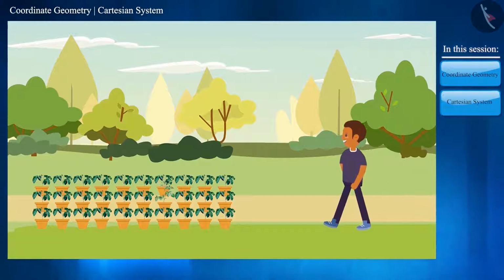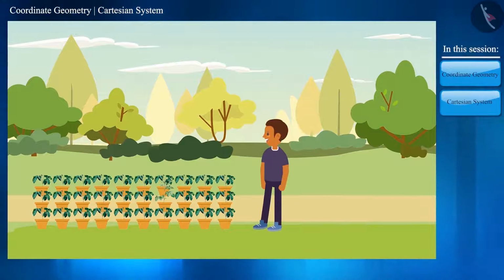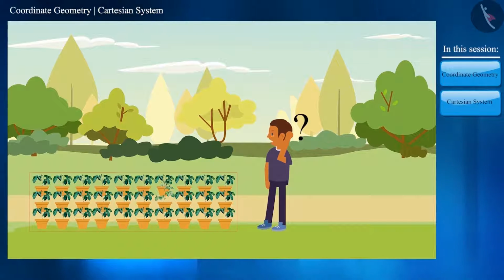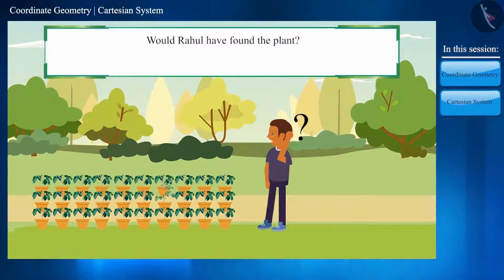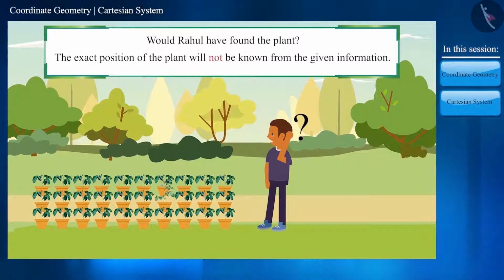But when Rahul went to the garden, there were no flowers in any of the plants, which could help Rahul to identify the plant with white-colored flowers. Now tell me, would Rahul have found the plant based on the information given by his mother? Friends, the information given is not sufficient. It will only tell on which side the plant is located on the garden, but the exact position of the plant will not be known.